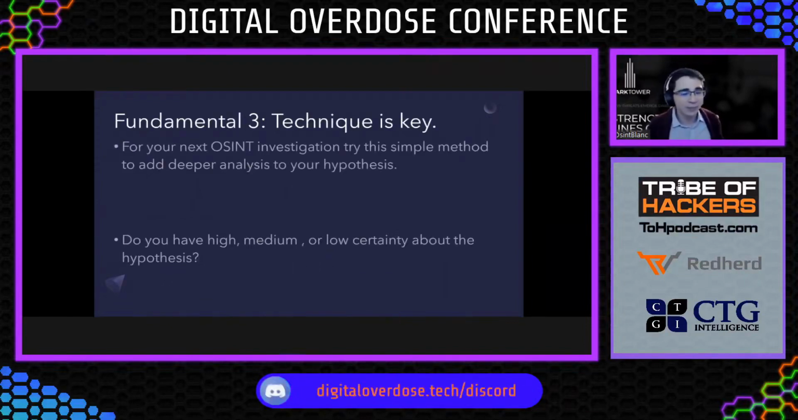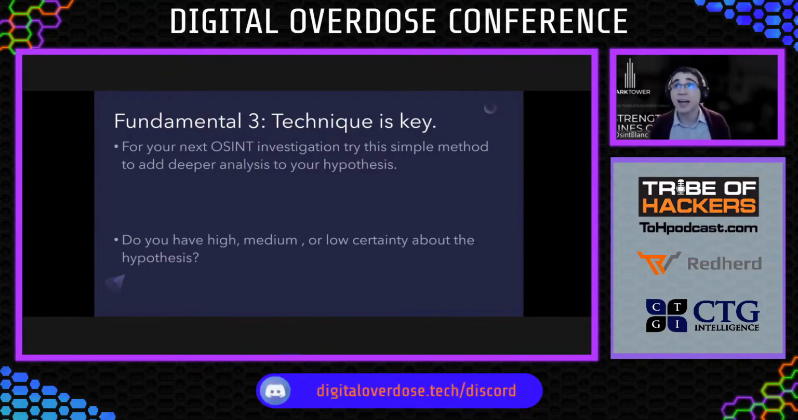Technique really is key. So for the next investigation, and this could be any investigation, but I'm obviously specifically focusing on OSINT, I want you to try a simple method to add a deeper analysis to a hypothesis or a conclusion you've drawn. Shout out to Katie Nichols, a threat intelligence person with Red Canary, who talked about how you can make a conclusion with high, medium, or low certainty. And you can decide that as you're trying to evaluate your hypothesis.